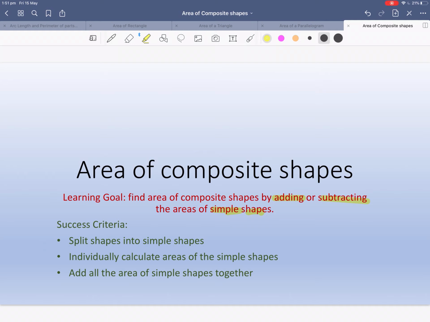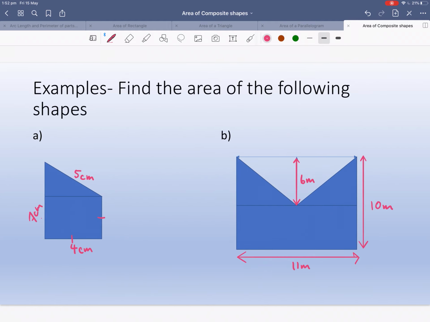To be successful in this, we need to split shapes into their simple shapes, individually calculate areas of the simple shapes, and add all the areas together to find the area of the composite shape. Let's do this in an example. Make sure you write title, learning goal, and the success criteria, and then let's do these examples. All right, here we go.